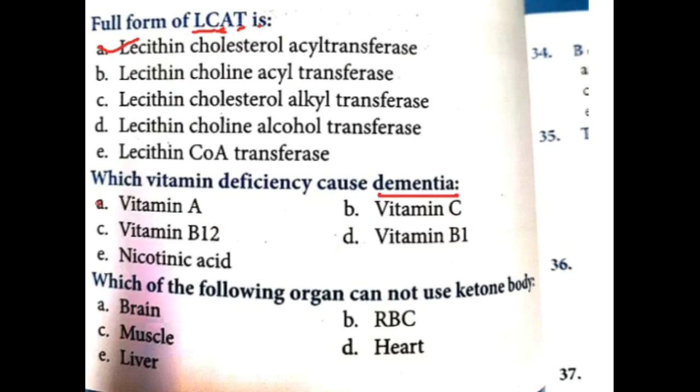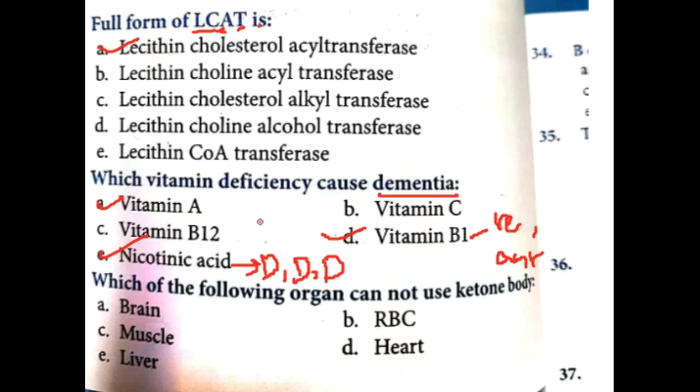See, vitamin A causes dementia, vitamin B1 causes dementia and niacin also causes dementia. In niacin deficiency we have pellagra. In pellagra we have dementia, dermatitis and diarrhea. Vitamin B1 deficiency causes retrograde and anterograde amnesia in Wernicke-Korsakoff syndrome, and vitamin A also causes dementia.